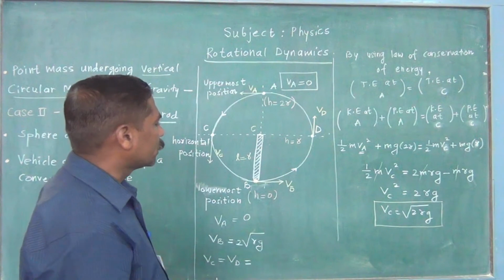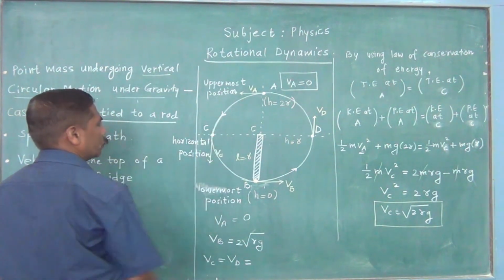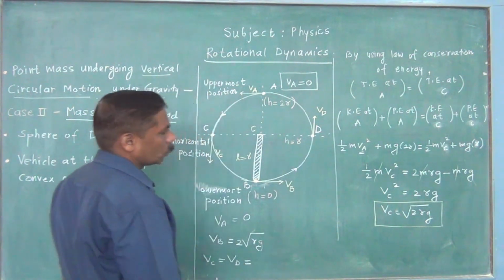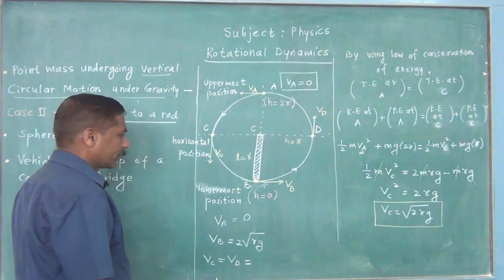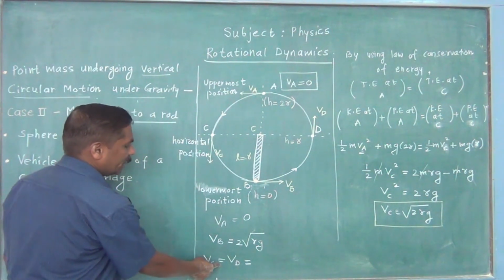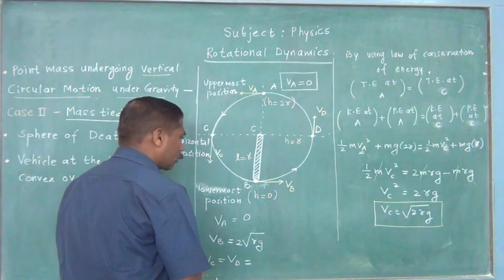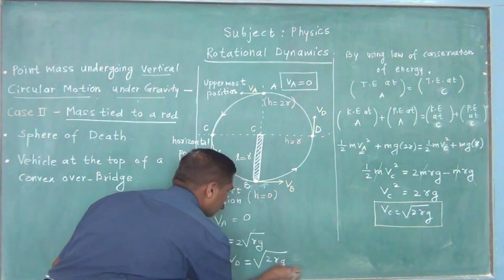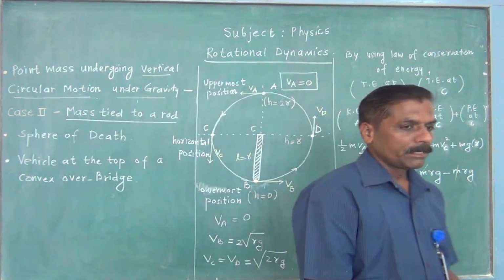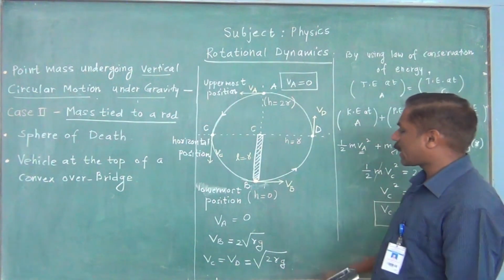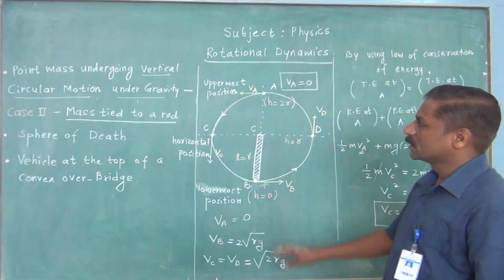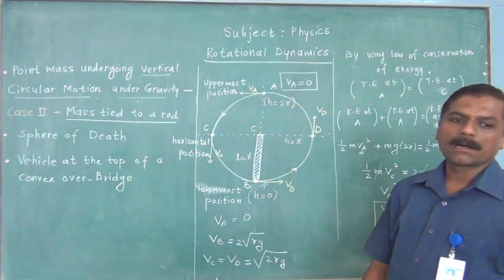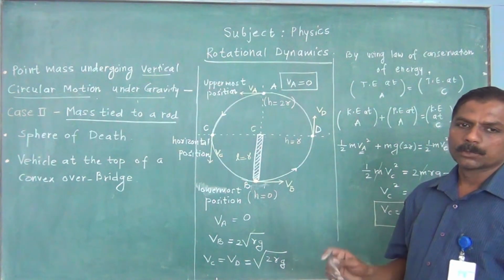Now when we consider this value at this point, you will find the same value at this other position, which is also a horizontal position. So we can write Vc is equal to Vd, which is equal to under root of 2 times of Rg. So you will get that the velocities are different at different positions. This is related to vertical circular motion, which is an example of non-UCM.